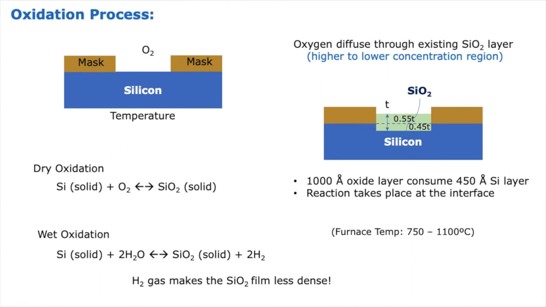Now what is interesting is how much of the silicon you consume to grow how much thickness. Typically it was found that 45% silicon is consumed to grow 100% of the layer. Which means that if you have a 1000 angstrom oxide layer, that means around 450 angstrom of silicon layer you have consumed to convert it into a 1000 angstrom silicon dioxide layer. Okay.